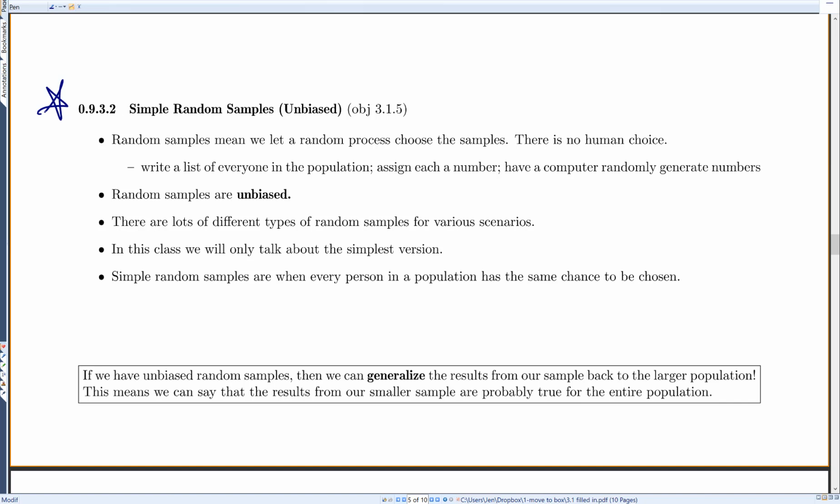If we have unbiased random samples, then we can generalize the results from our sample back to the larger population. That means that we can say the results from our smaller sample are probably true for the entire population, and that is our whole goal in statistics. So we want to make sure we have good samples.